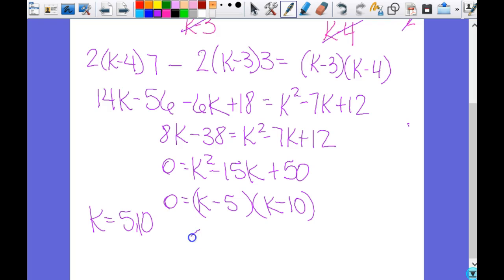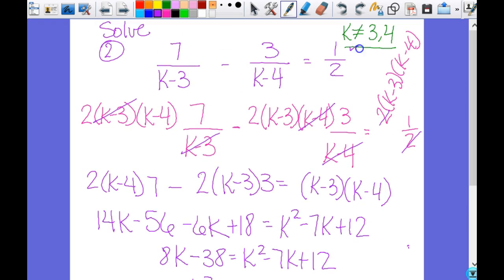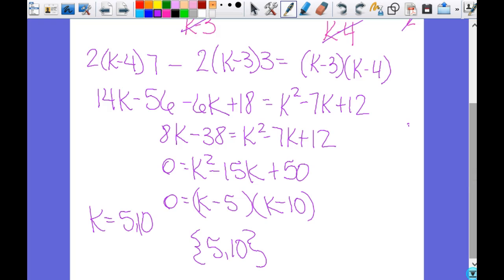Or I can write it like this. Now, can I use both of those? Yes, because I decided from the beginning that K could really be anything except for the 3 and 4. Those aren't 3 and 4, and so there's my answer. Everybody good? Yes? We can do that? All right. Do I need to do another solving rationals? Or are we good? Okay.